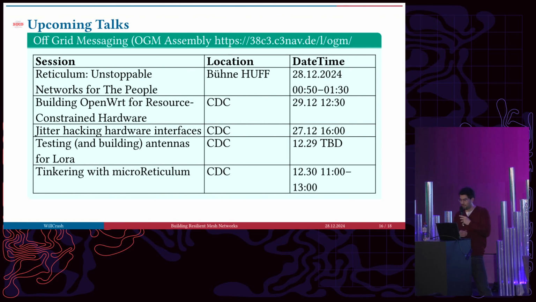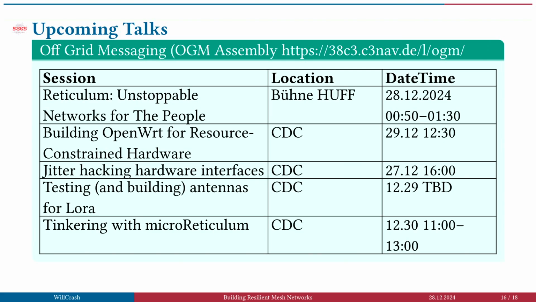Here are the upcoming talks, such as Reticulum, Unstoppable Network for the People, today, or rather, tomorrow just after midnight. So stay up late. Then building your OpenWRT router, so your router can also do Meshtastic, then hacking hardware interfaces, testing your antenna, and the last one, tinkering with micro-reticulum.